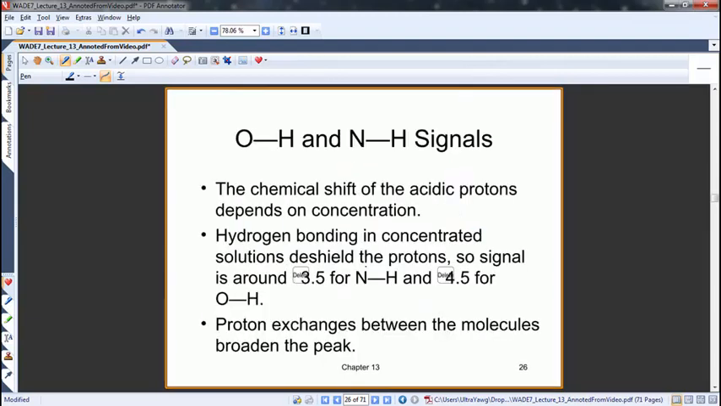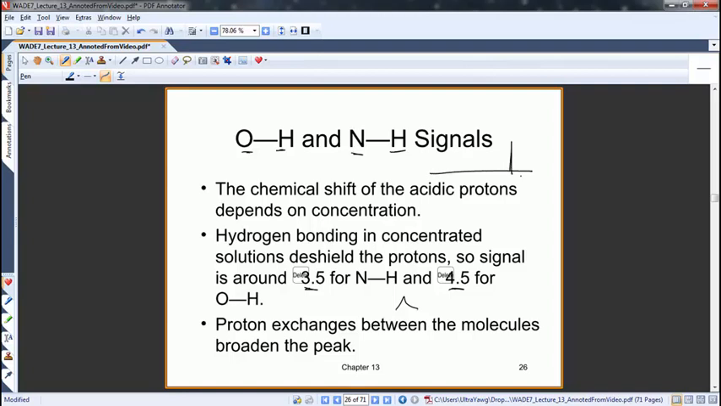OH and NHs, oxygen's electronegative, but this is a single bond. Nitrogen's electronegative, so a single bond. These can slide around a lot, so it has here 3.5 to 4.5, but I've seen them honestly anywhere from like 2, 2.5 to like 5, 5.5. So it's a pretty big range, and they tend to actually broaden out a little bit. So just a quick little note about this.